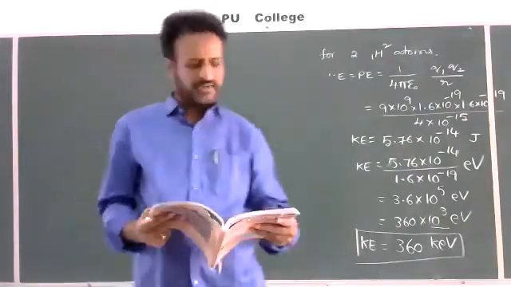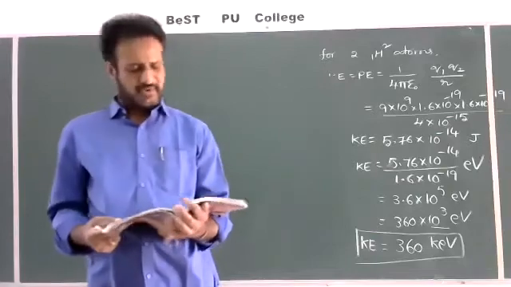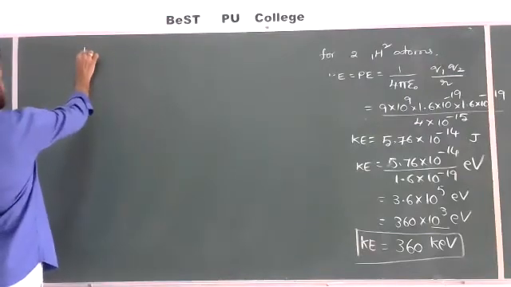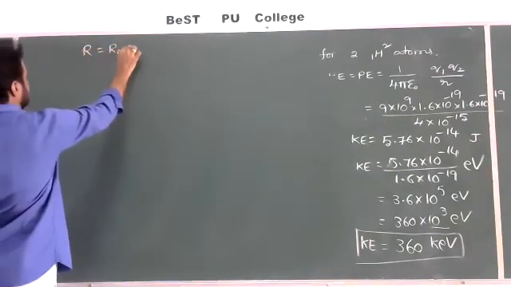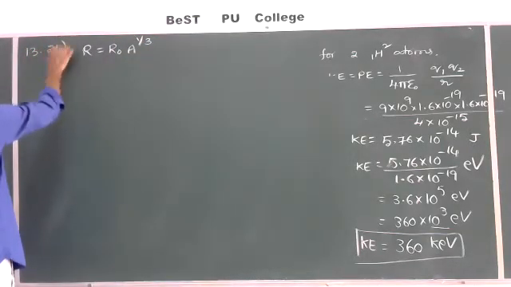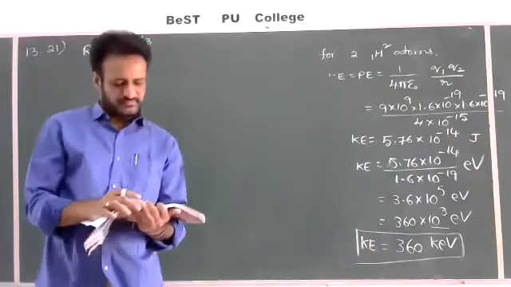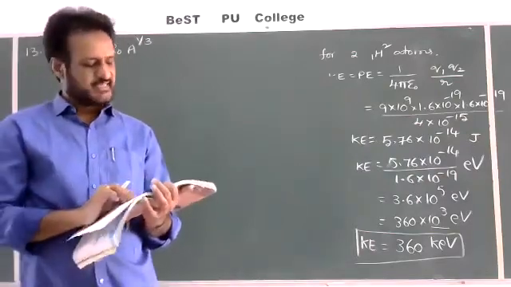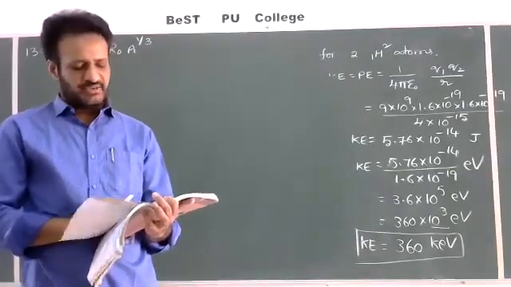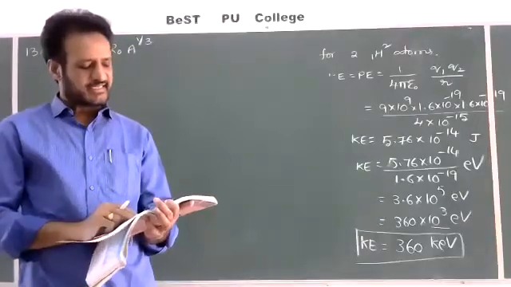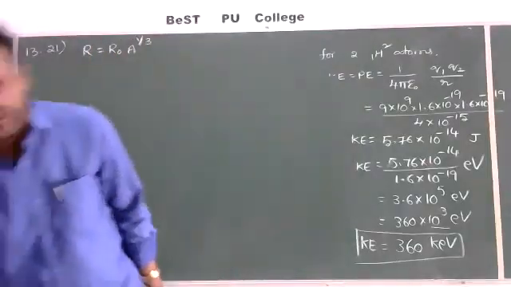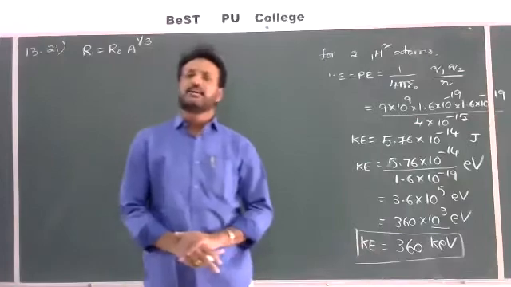Okay, question number 21. From the relation R is equal to R naught into A to the power of 1 by 3, where R naught is a constant and A is the mass number of the given nucleus, show that the nuclear matter density is a constant, that is, independent of the mass number. So from this relation we have to prove nuclear density does not depend upon the mass number.